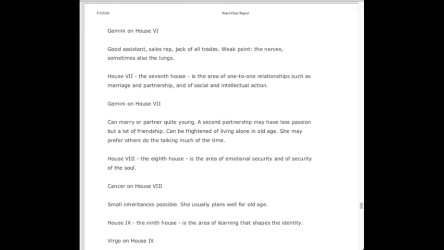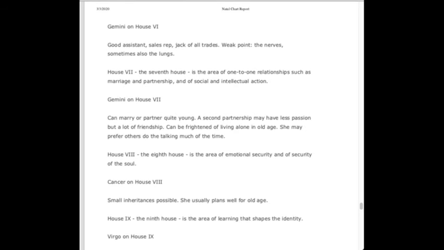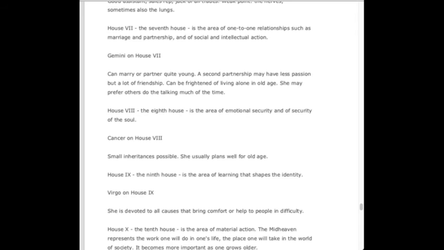House 8, the eighth house, the area of emotional security and of security of the soul. Cancer on house 8. Small inheritance possible. She usually plans well for old age. House 9, the ninth house, is the area of learning that shapes the identity. The big Virgo, big V. She is devoted to all causes that bring comfort to help people in difficulty.